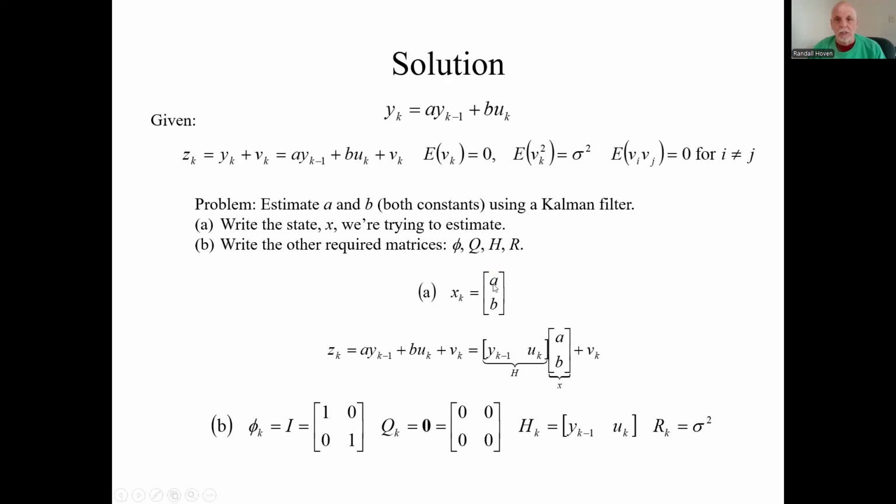There we go. There's our state. It's just A and B. They're constants. Here's our measurement equation, H. Here it is, sort of as one scalar line. If you set it up with our state vector here, it's just this. So that's what our H is. So phi is the identity matrix, Q is the zero matrix, H is that, and R is just the noise variance, the variance of this V, measurement errors. Don't overthink these problems too much.